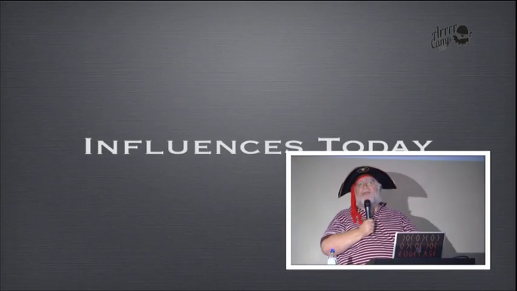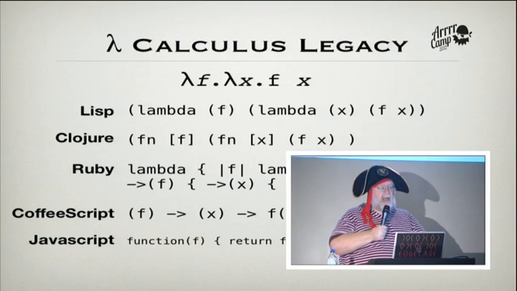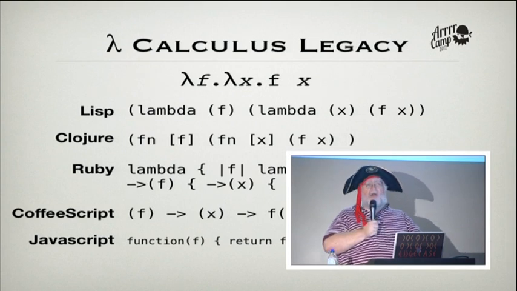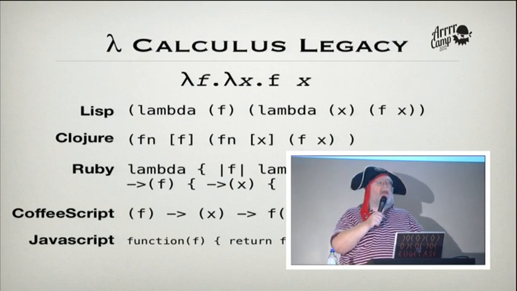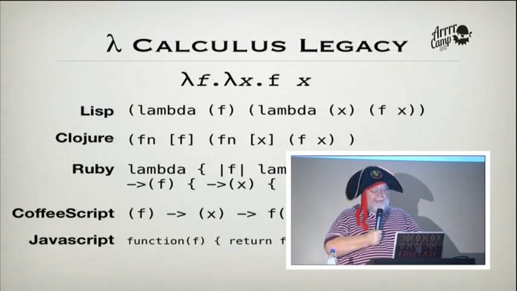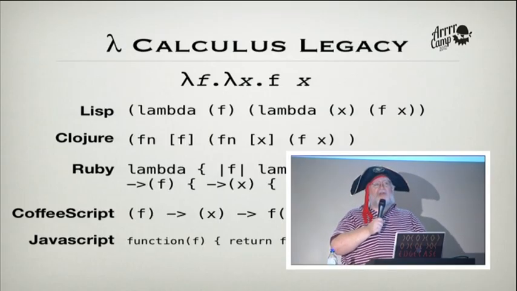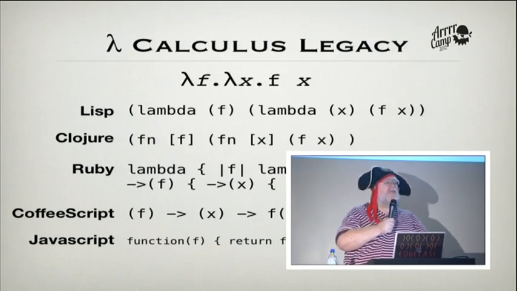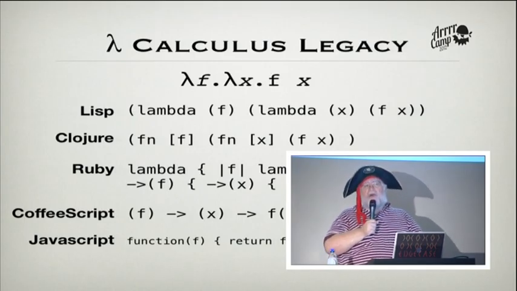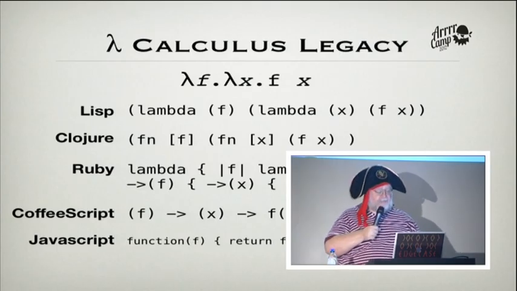So we see the influences of lambda calculus today. We see it in Lisp, we see it in Clojure, we see it in Ruby, and we like it so much we've done it twice. We see it in CoffeeScript, and we see it in JavaScript. All of these languages support a construct that is very, very similar to the lambda function available in lambda calculus.